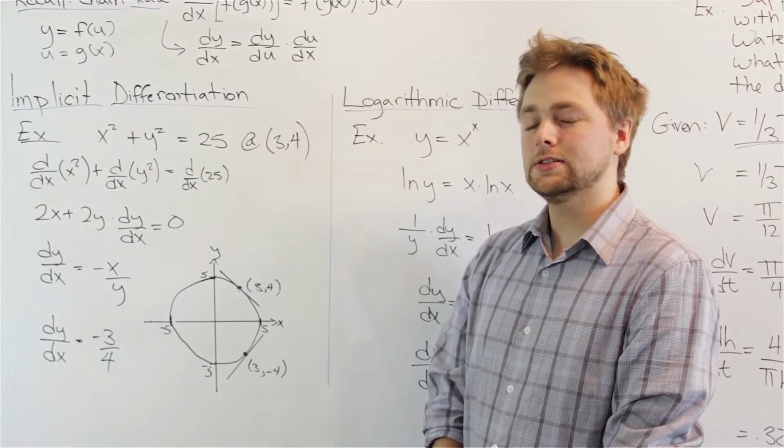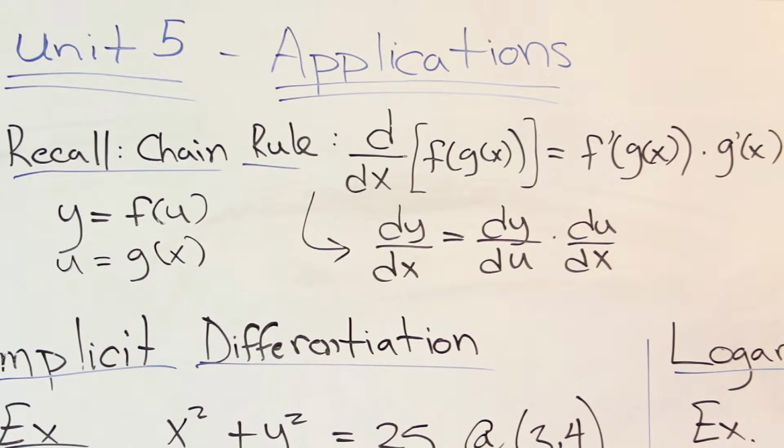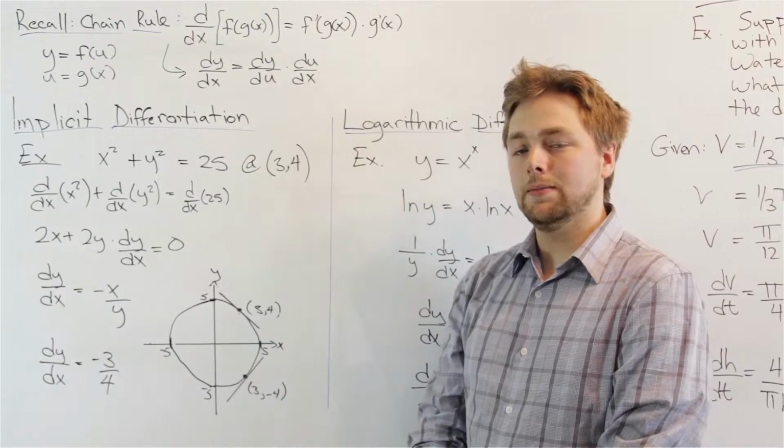Before we get into this, let's take a moment to recall the chain rule. When I defined it previously, I did so using Newton's notation. I defined it as the derivative of f of g of x is equal to f prime of x evaluated at g of x times the derivative of g of x. This was useful in many instances.